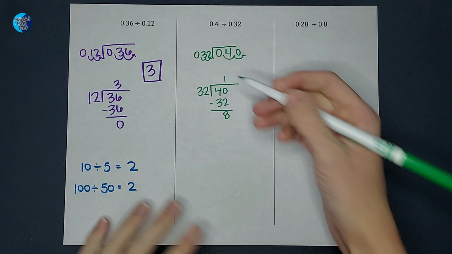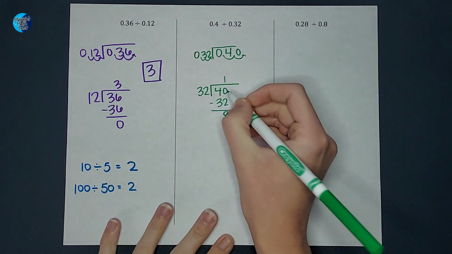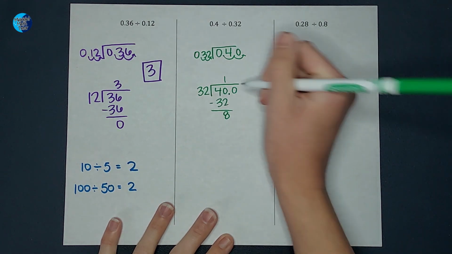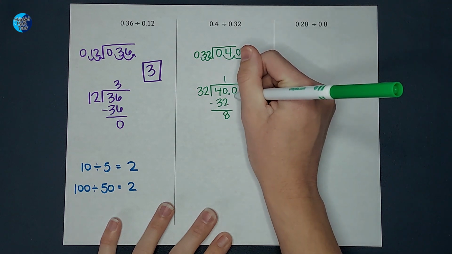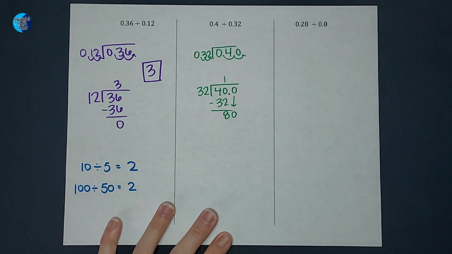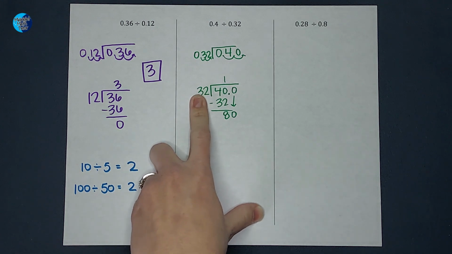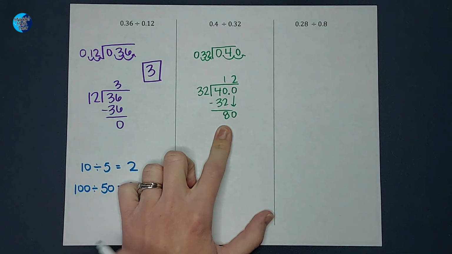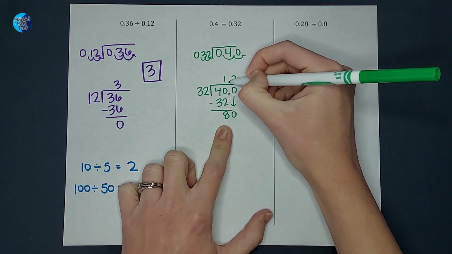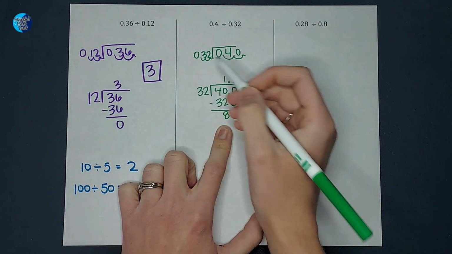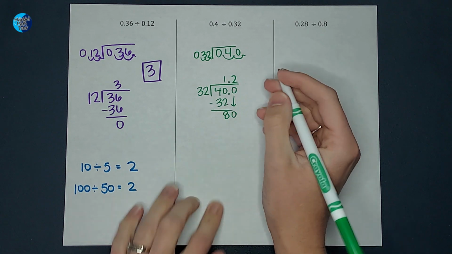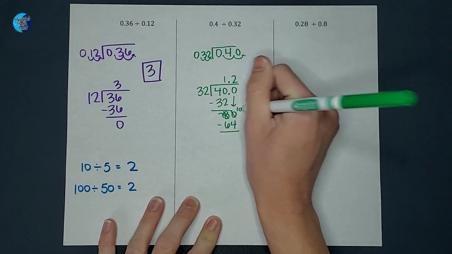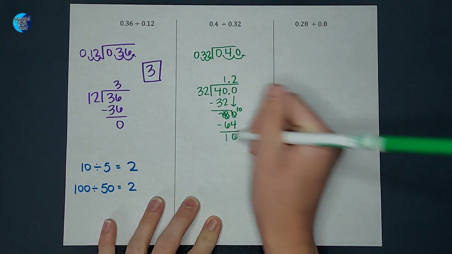So what I can do now that there's no other numbers to bring down is remember that decimal is right there, and I can do 0.0. That doesn't change my number, right? And I can pull that 0 down. So now I'm asking, how many times does 32 go into 80? Well, it goes twice. And the thing I cannot forget is that this decimal needs to be in the same place up in my answer, okay? 2 times 32 gives me 64. And when I subtract that, I end up with 16.